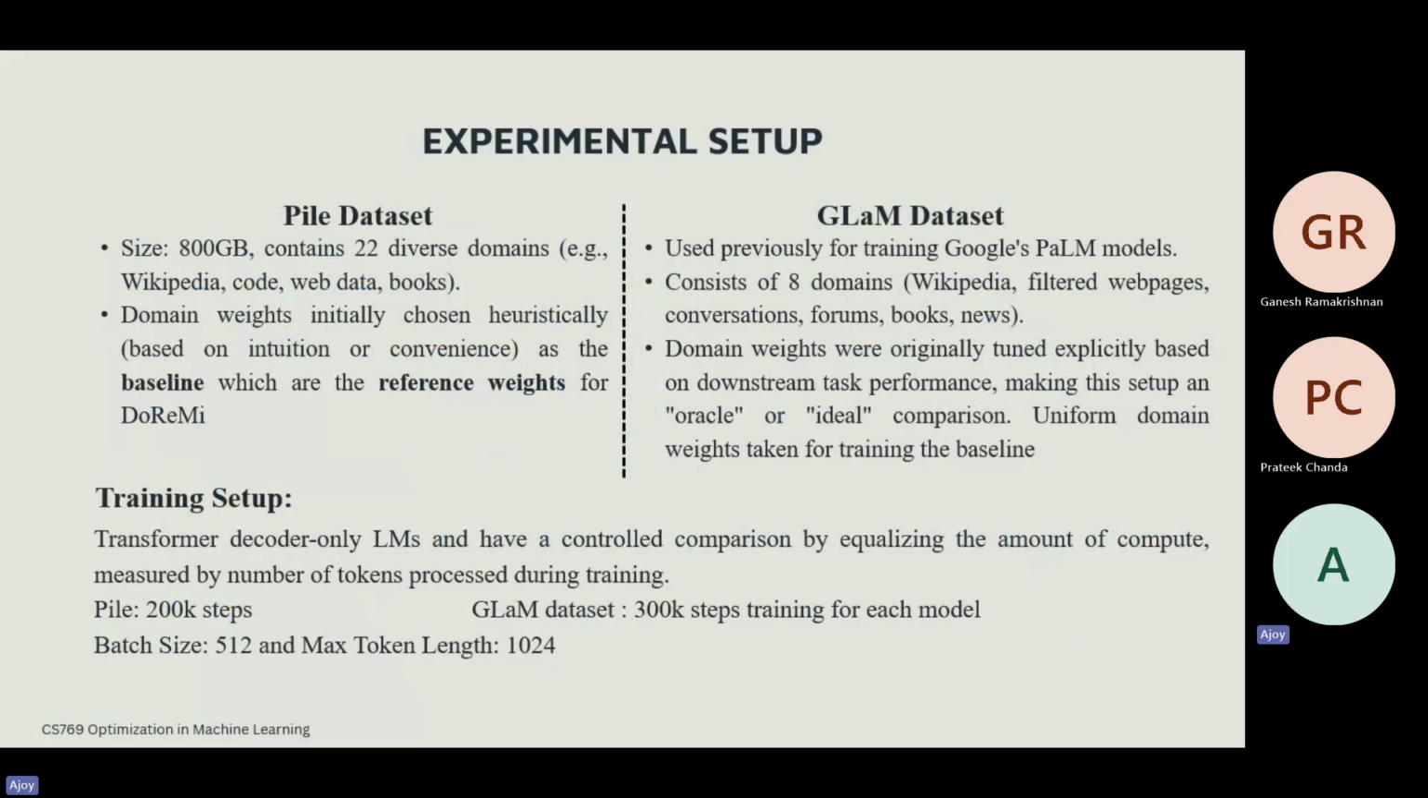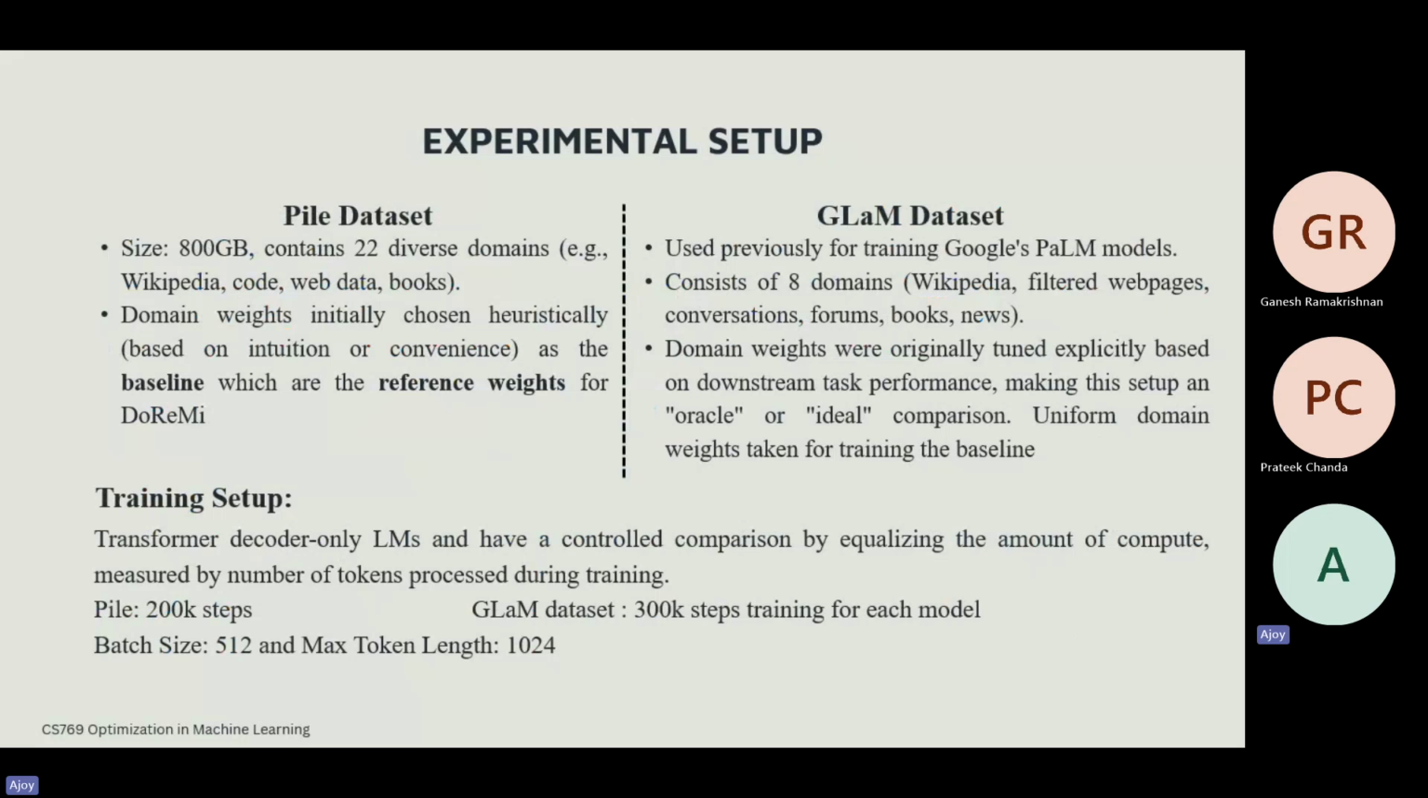While over here, they started with uniform weights for all domains, because in the GLAM dataset, they already have the Oracle or ideal weights defined, so they didn't want to use those. So they used uniform weights for all of them. Now in GLAM, we used iterated DoReMi because the number of domains is very small. So even if one of them isn't optimized, we would have a lot of error. That is why we do it iteratively, while over here we have 22 diverse domains. Even in one DoReMi cycle, we are able to get optimum weights.